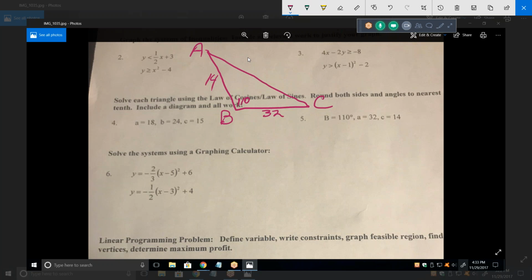So there's my diagram. Again, I cannot use law of sines because I do not have an angle and its opposite side. I don't know the two angles opposite the two known sides, and I don't know the side opposite the only known angle. So again, I got to use law of cosines. Tell me how to write it.